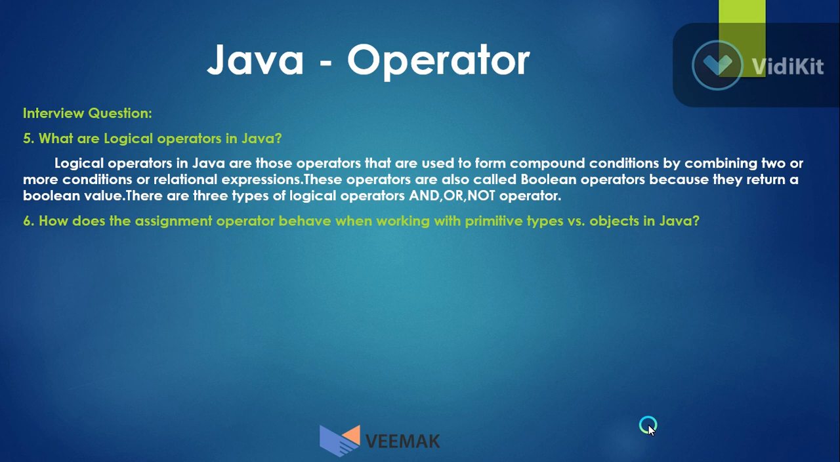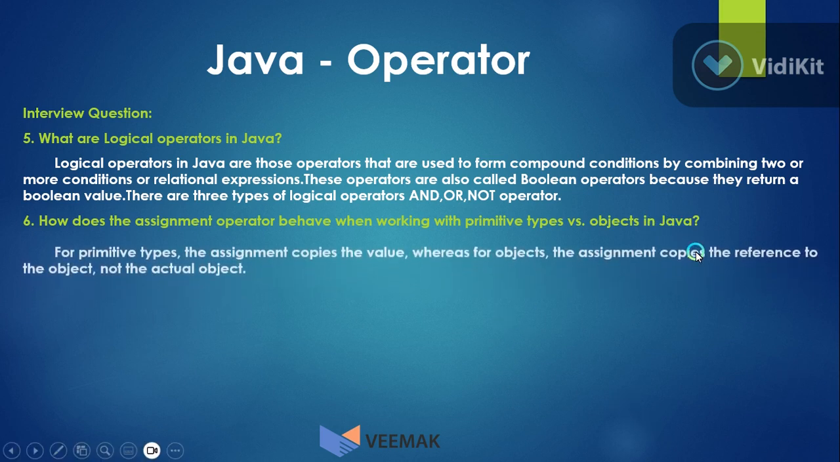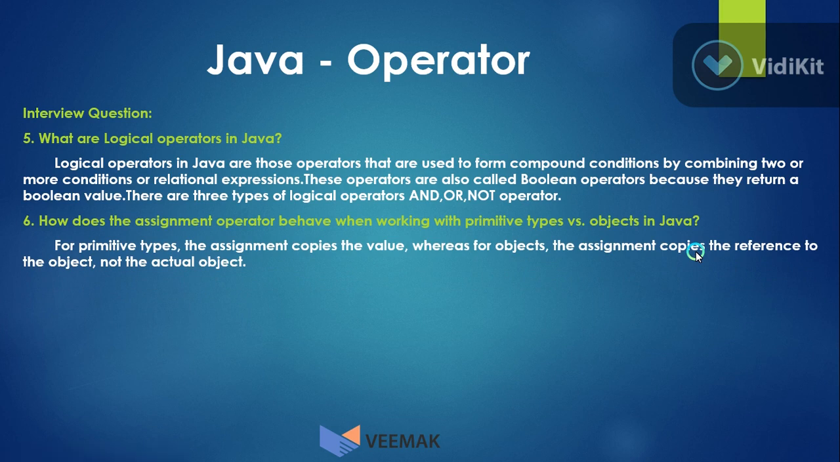How does the assignment operator behave when working with primitive types and non-primitive types, that is, objects in Java? For primitive types, the assignment copies the value, right? Whereas for non-primitive types, the assignment copies the reference to the object, because non-primitive data types have only a reference. So the assignment copies the reference to the object, not the actual object.